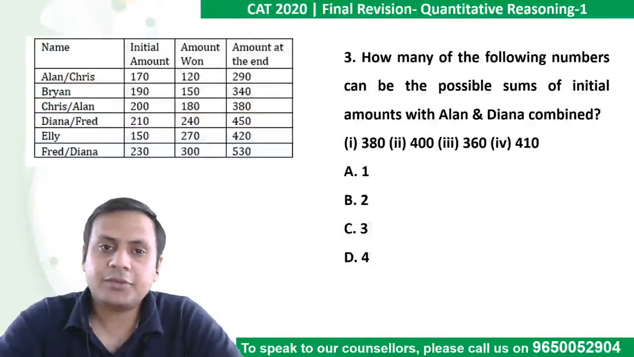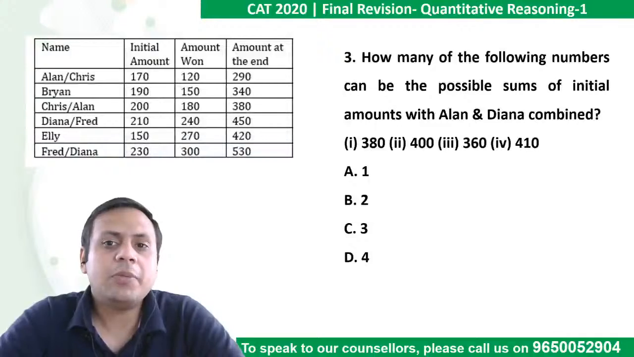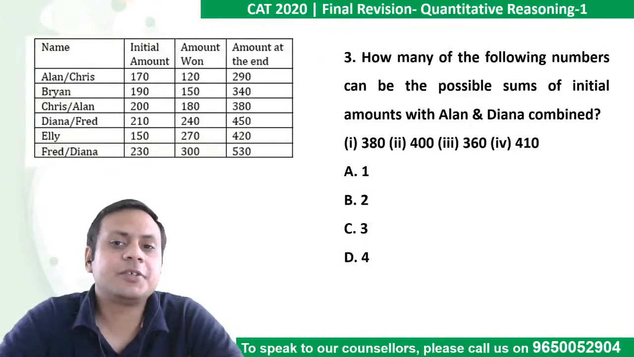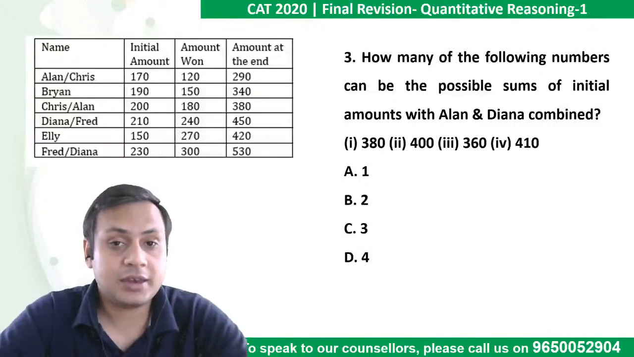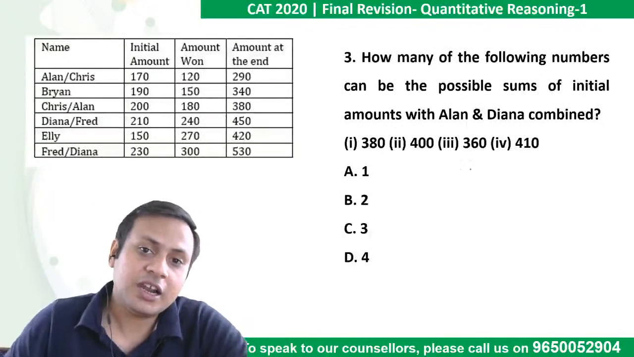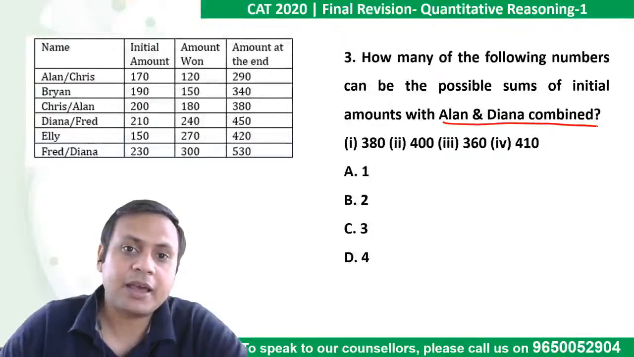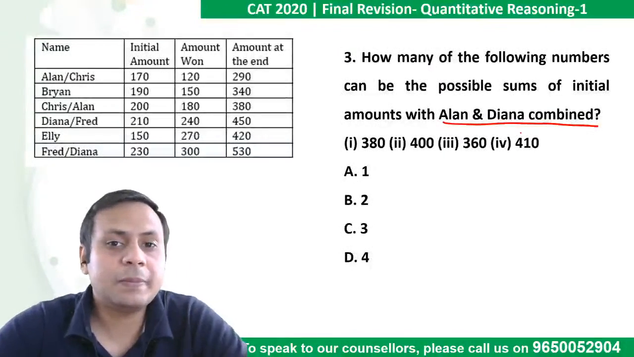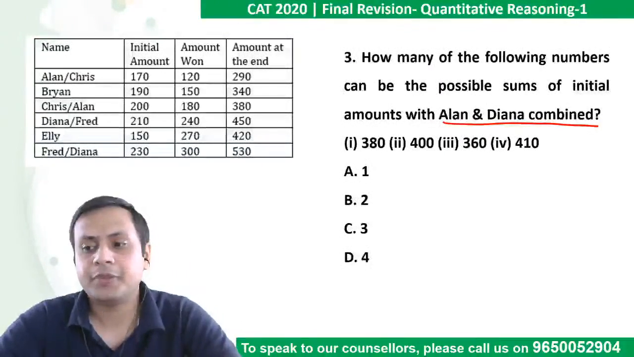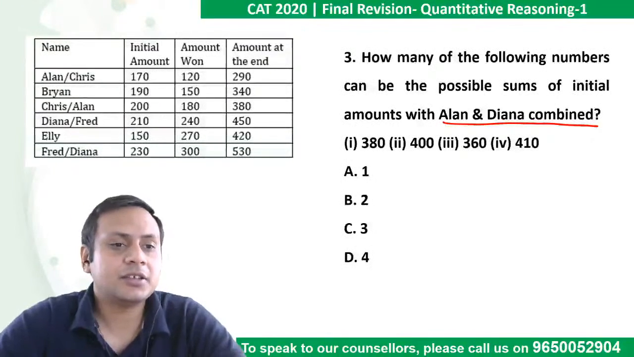Anyway, next one. How many of the following numbers can be the possible sum of the initial amounts with Ellen and Diana combined? Tell me, what will be the answer?